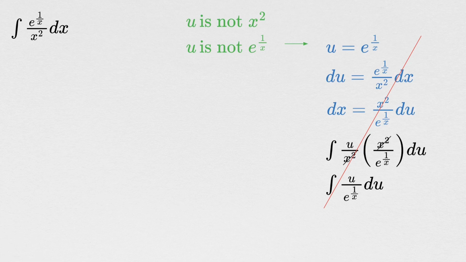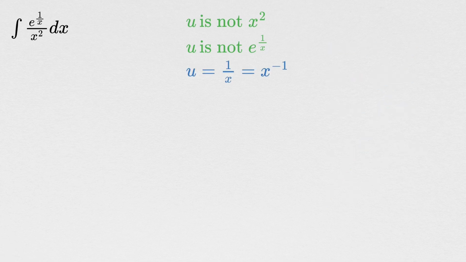We can also say that u is not e to the 1 over x. This is because e to the x is a derivative of itself, and the derivative of e raised to some expression of x is found using the chain rule. This results in an expression involving the very thing we took the derivative of. If you look at this example, you'll see that there's still an e to the 1 over x in the denominator, even after substituting the other e to the 1 over x out for u.